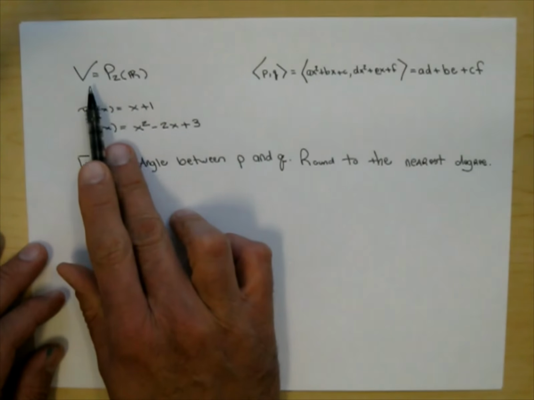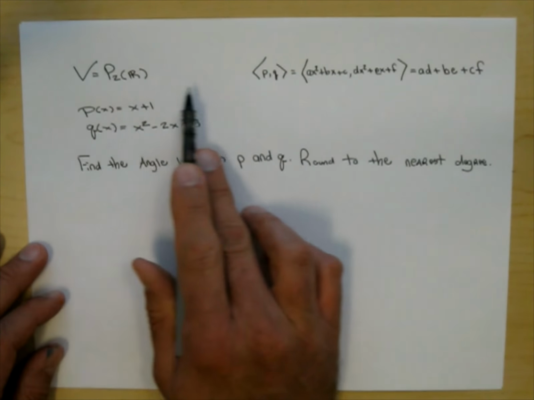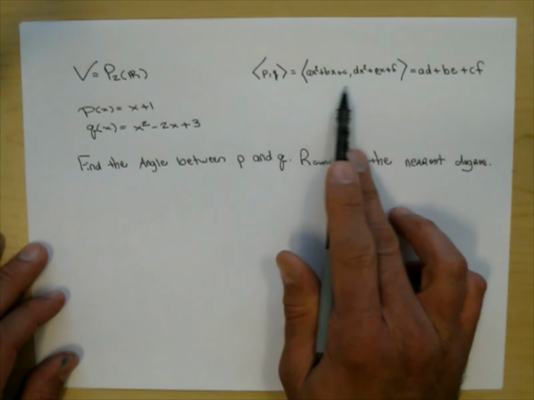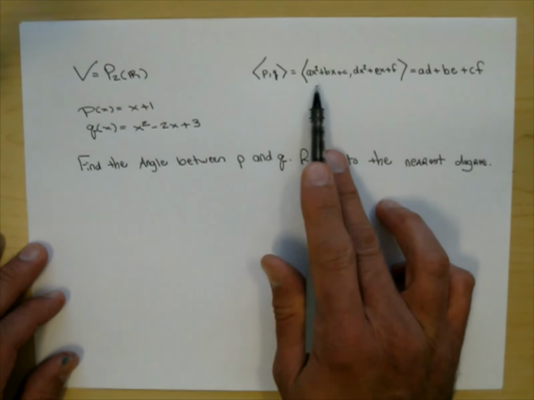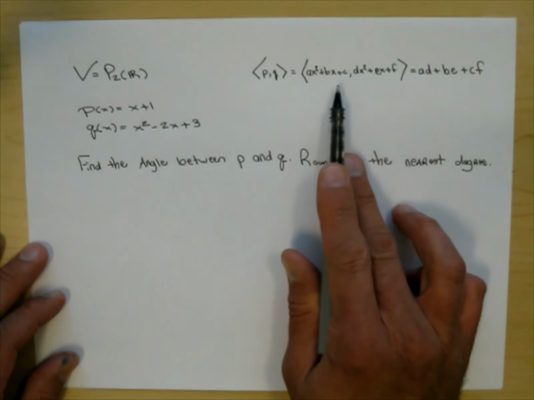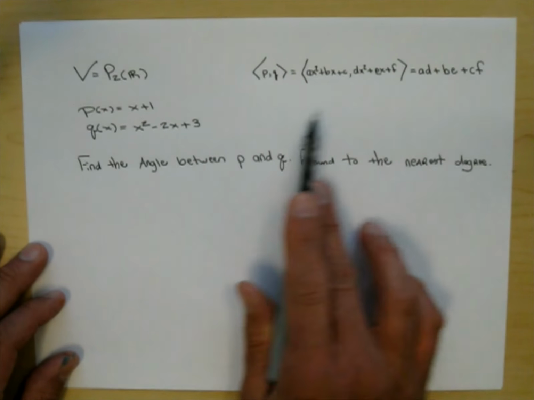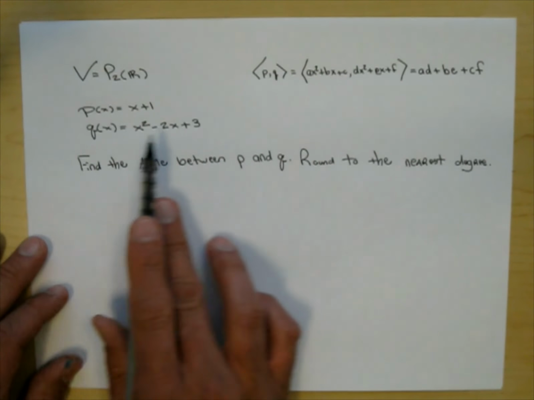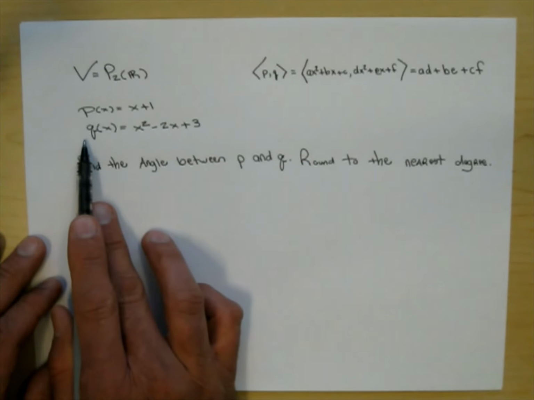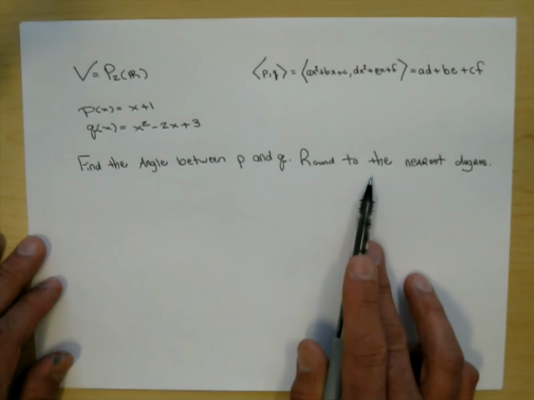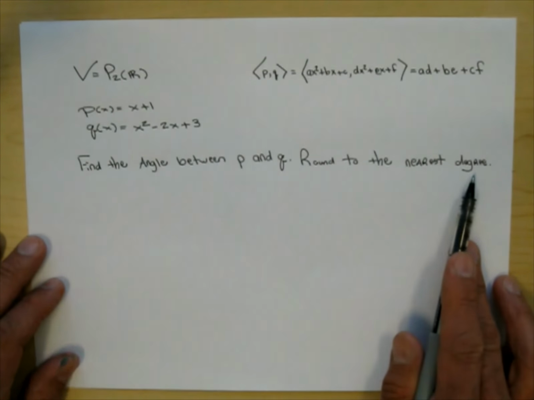Okay, our vector space is P2. The inner product of 2 polynomials. This is the standard one where you multiply coefficients of the x squareds and add that to the multiplication of the coefficients of the x and then add it to the constant terms. So it's a standard inner product. It's kind of like the dot product, but it got generalized. You've got these 2 vectors here, these 2 polynomials in P2, and they're asking us to find the angle between P and Q, rounded to the nearest degree.